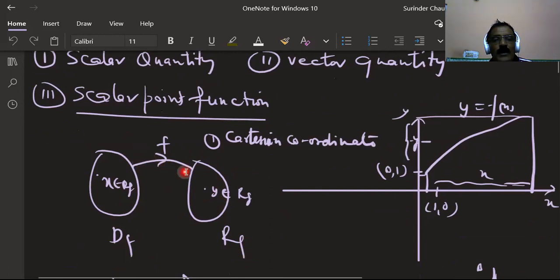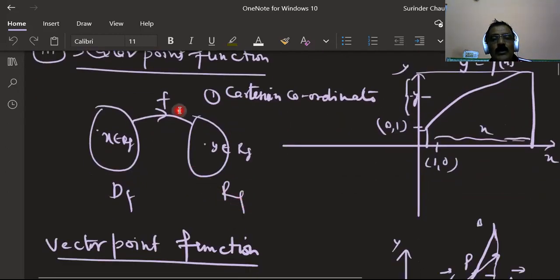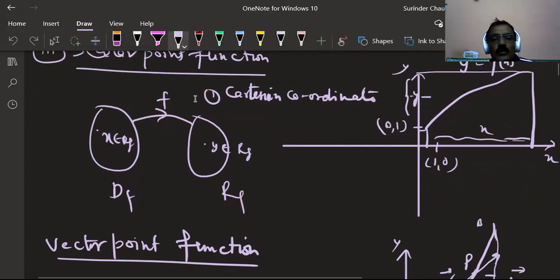Then a function f is defined as a rule which assigns to each value of x belonging to Df the unique value of y belonging to Rf. Since f is a rule, we write it as y is equal to f(x), and we have drawn the graphs as shown in this graph. X is from here, y is from here. So these are scalar point functions. We found their limit at a point, and we discussed their differentiability, their continuity, and so on.